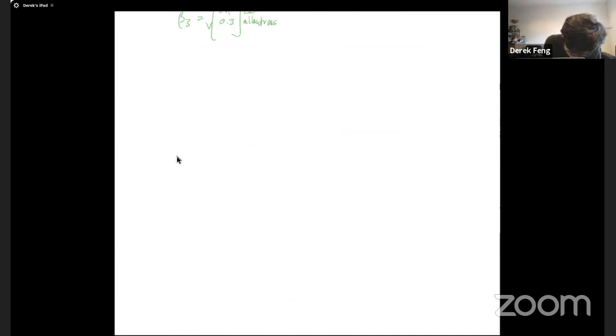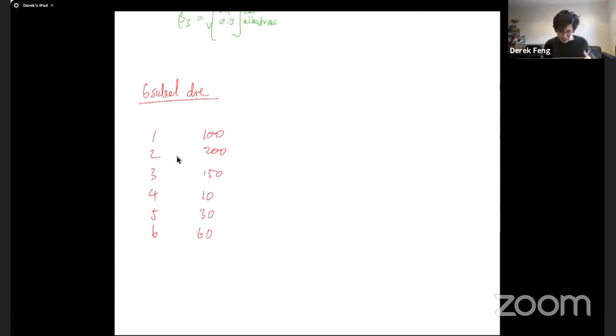So let's say I have a 6-sided die, and I see counts, let's say like 100, 200, 150, 10, 30, 60. So I'm rolling this die. If I wasn't a Bayesian, I would just look at the actual frequencies, and this would be my best estimate for the probabilities. I would take each value here, divide by the sum, which is n, and that would be my estimate for the probability. My estimate for the probability of landing on face 1 would be 100 over n.